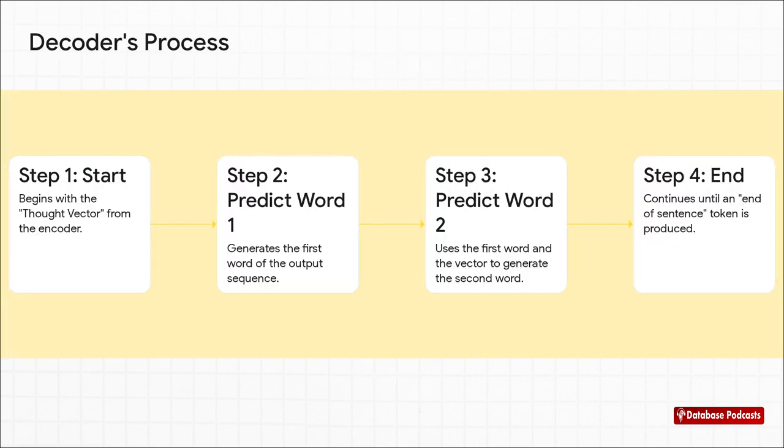It all starts with that thought vector. The decoder uses it as a prompt to generate the very first word of the new sentence. Let's say it's "comment." Then it uses both the thought vector and that first word, "comment," to predict the second word, "saw." It's like a chain reaction that just keeps going, word by word, until the model generates a special end-of-sentence signal telling it, okay, I'm done.